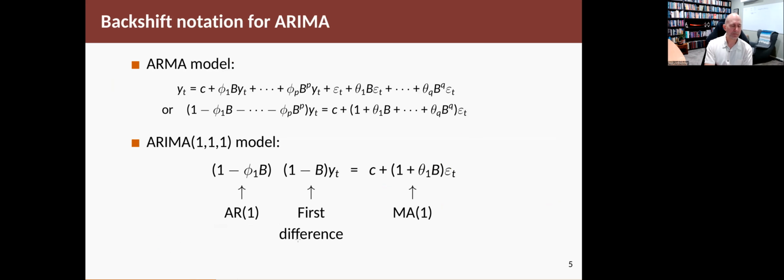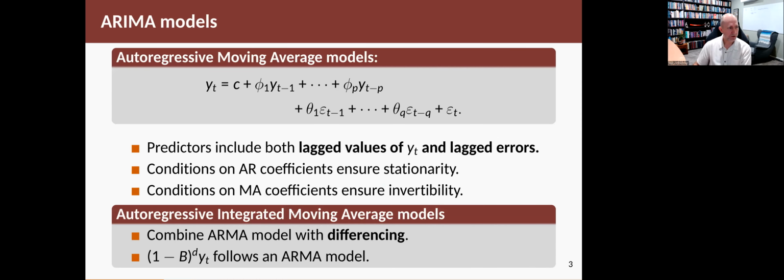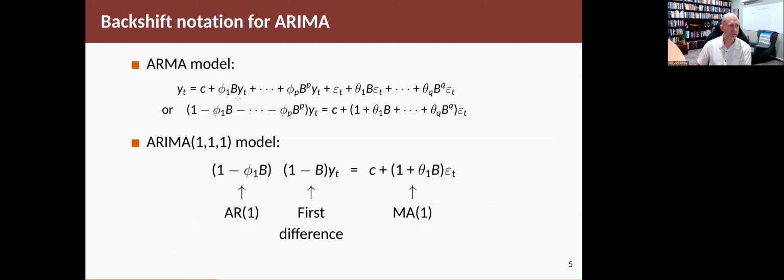Okay, so now let's look at backshift notation for these models. If we take the model that we saw back here, where we've got it in subscript notation in the top box, and write it out in backshift notation, then it looks like this, that first equation. Then you combine terms, combine all the y terms, combine all the epsilon terms, and here it is in backshift notation like this. And that is usually the most convenient way to write down an ARIMA model. It makes it easier to see the various components.